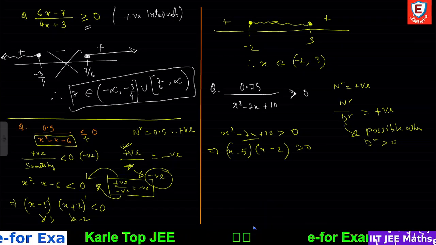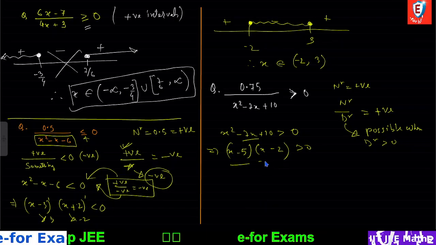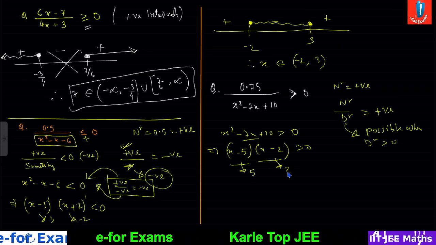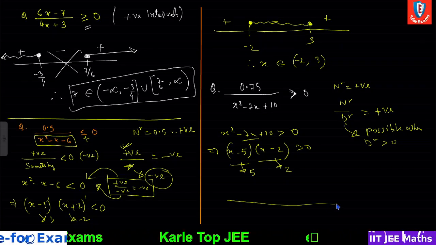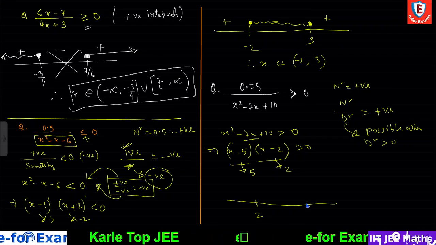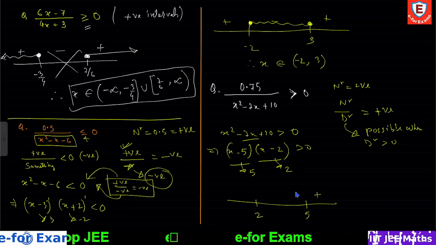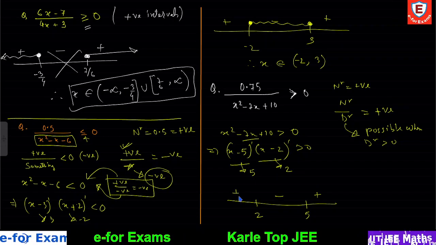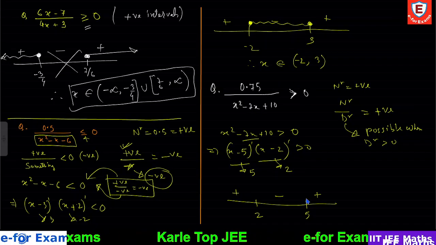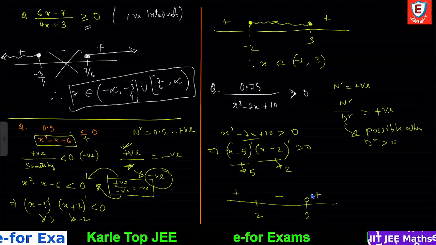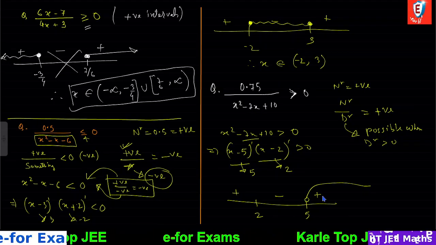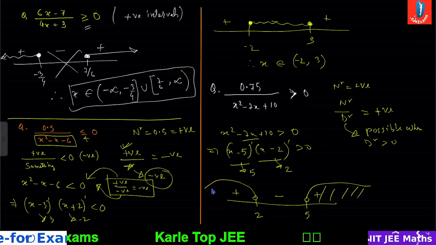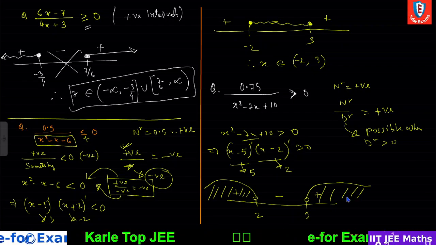Here x minus 5, x minus 2. Here the solution is 5. Here the solution is 2. Right? So the smaller one is on the left, 2, the bigger one is 5. All powers are odd, right? So it will be plus, minus, plus. Greater than 0 means positive. Hollow circle because it is strictly positive. This one, all these values are the solution. Again towards the left, all these are solution.